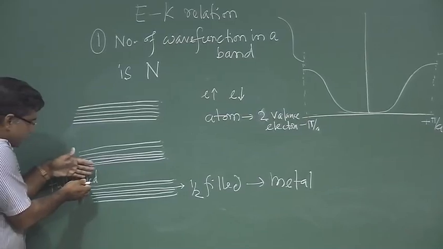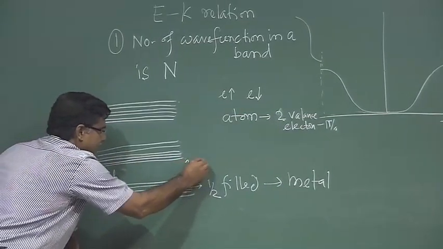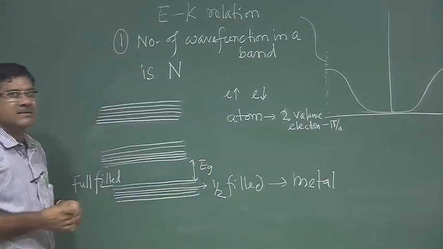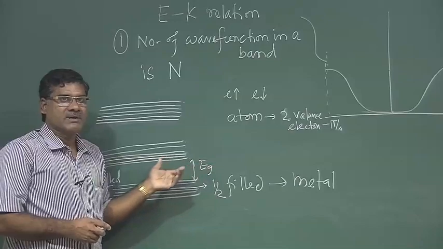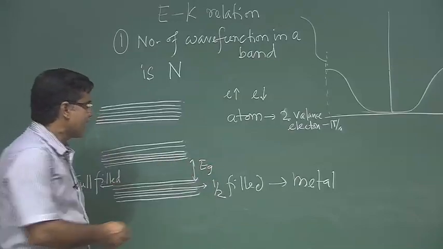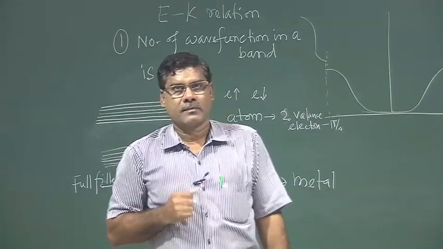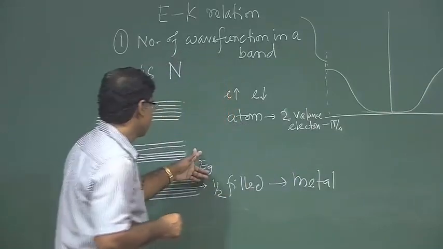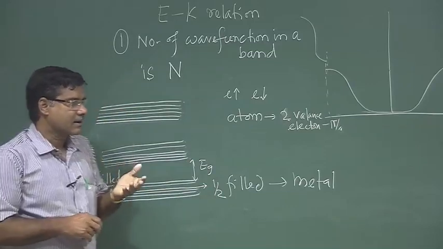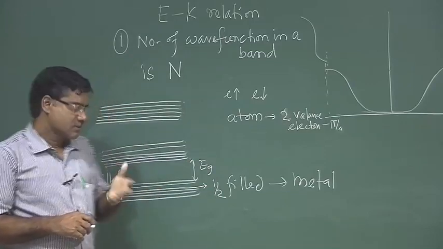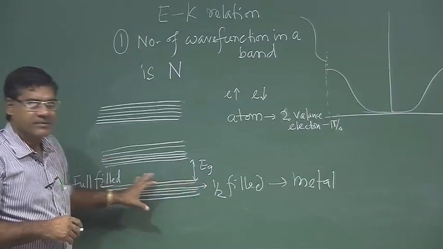So, it will be an insulator when the band gap Eg is quite high. If this band gap Eg is quite small, then it will behave as a semiconductor. Okay. So, in the case of an insulator, these are basically its full filled bands.